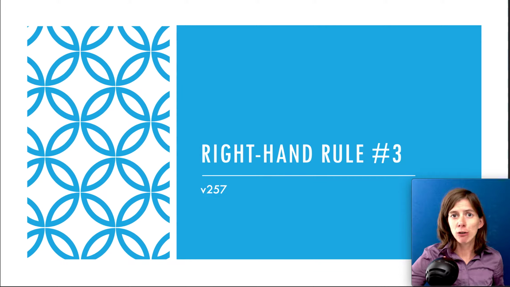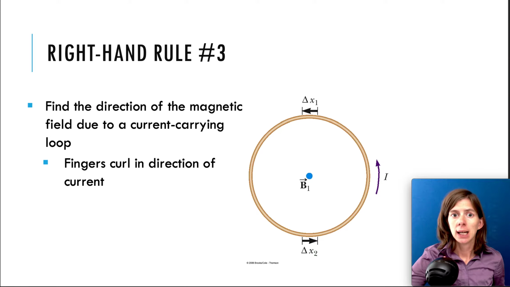We're going to go over right-hand rule number 3. The purpose of this rule is to find the direction of the magnetic field due to a current carrying loop. So this rule is actually the opposite of right-hand rule number 2.